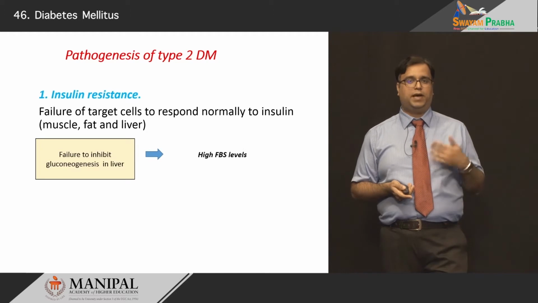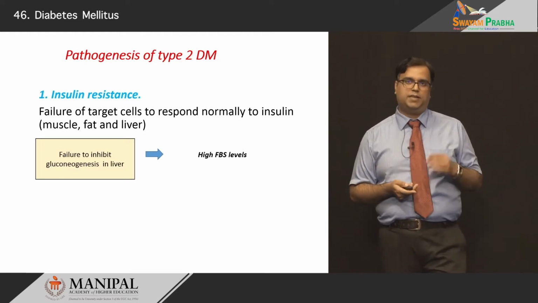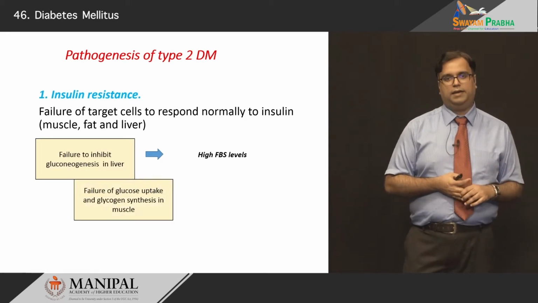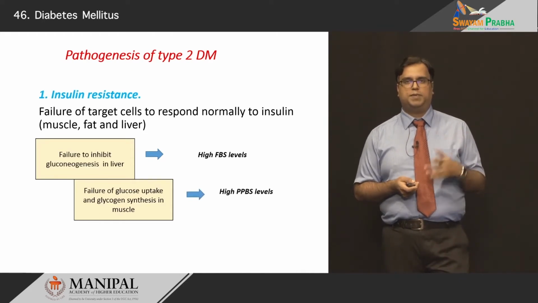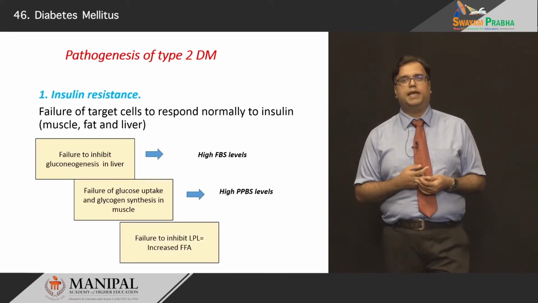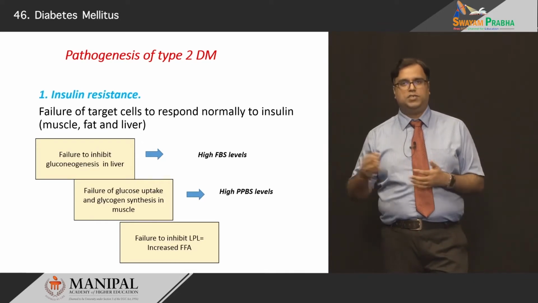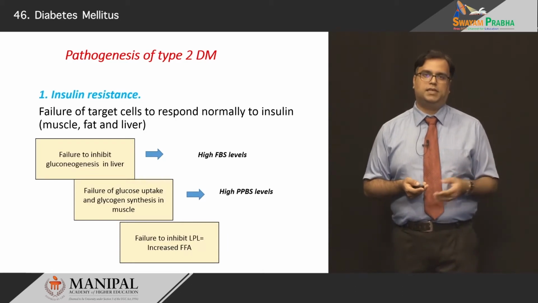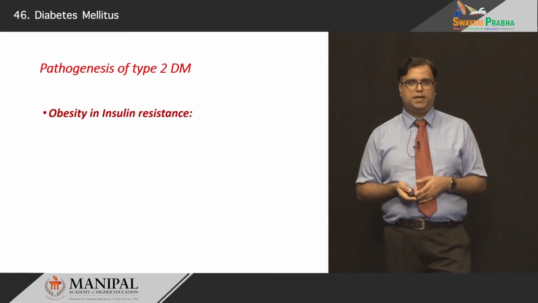Now we know that leads to high FBS levels, fasting blood sugar. That's why, at more than 126 milligrams, you'll be called a diabetic. Sometimes there is failure of glucose uptake and glycogen synthesis within the muscles, which generally tends to favor high postprandial blood sugar levels. And of course, there's the added insult of failure to inhibit lipoprotein lipase, which is an enzyme, remember, responsible for the conversion of triglycerides. So there will be an increased amount of free fatty acids, which adds insult to injury. These are seen typically in insulin resistance.